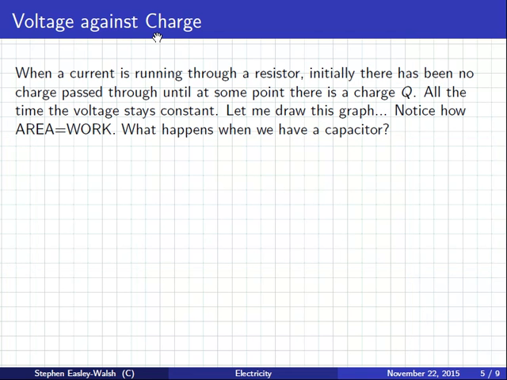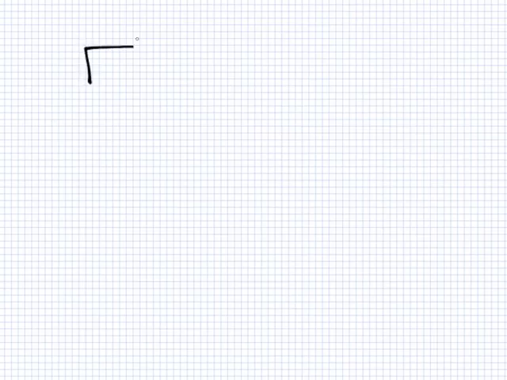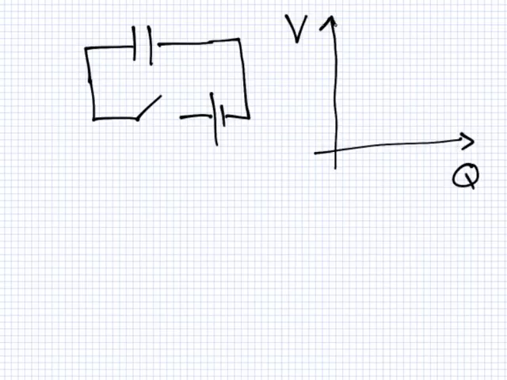Okay, so what happens if we have a capacitor now? More interesting. So we have a capacitor. And then we could have the resistor if you want, but just the capacitor first, maybe. And then the power. Okay, so let's try and draw the graph here. V and Q. So when I close the switch, the capacitor gets a Q.